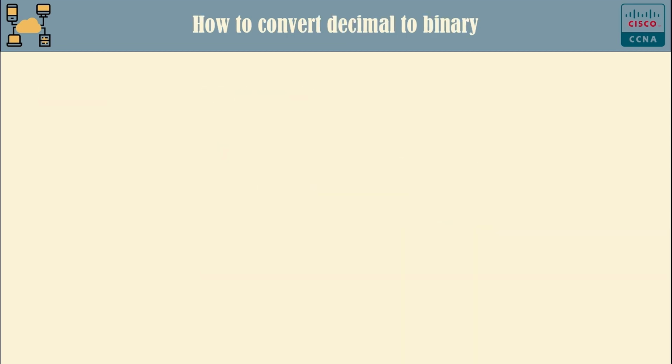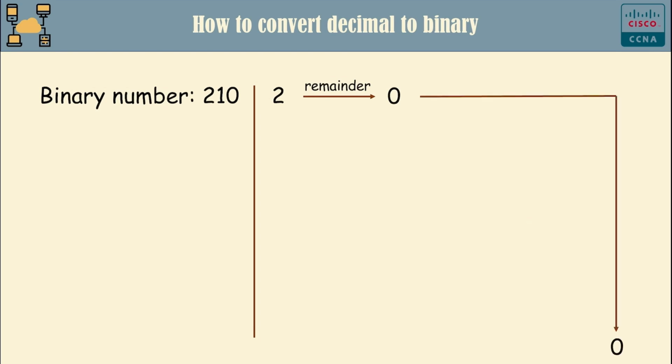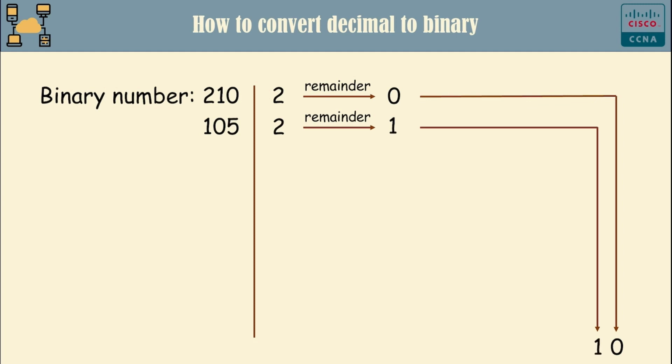Next, I will show you how to convert decimal to binary. There is a number below, 210. Start by dividing the decimal number by 2 and write down the remainder. 210 divided by 2 equals 105 with a remainder of 0. Write down 0 as the rightmost bit. Divide the quotient from the previous step, 105, by 2 and write down the remainder. 105 divided by 2 equals 52 with a remainder of 1. Write down 1 to the left of the previous bit.